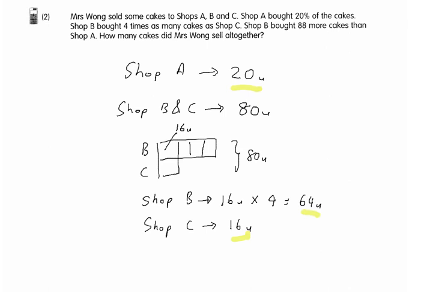Okay? Now, Shop B bought 88 more cakes than shop A. So, shop B bought how many more cakes than shop A in terms of units, Kaden?